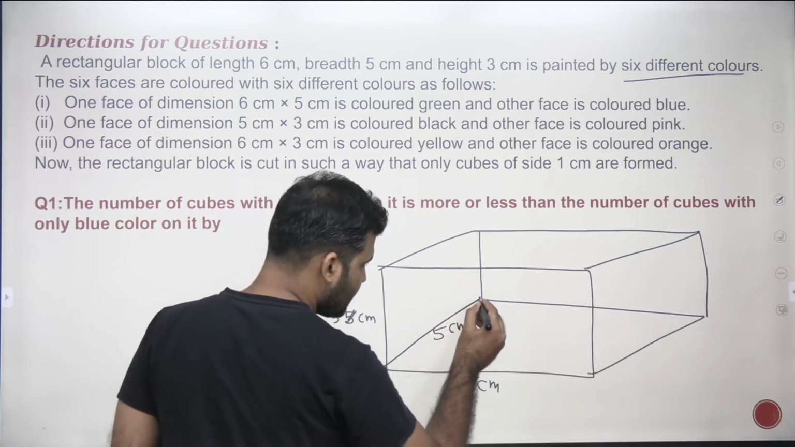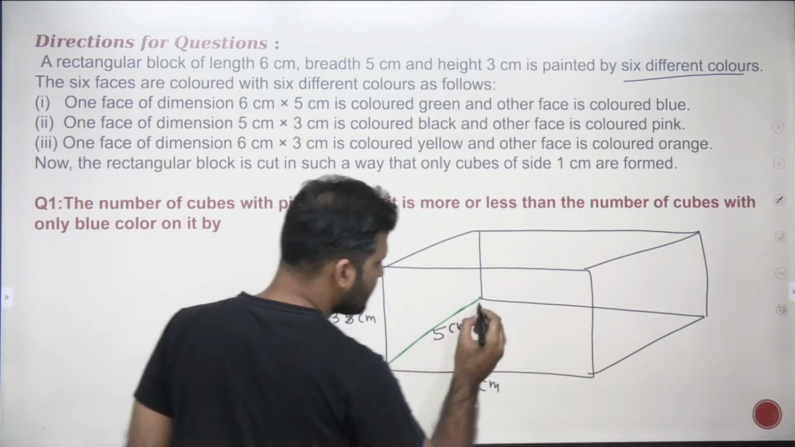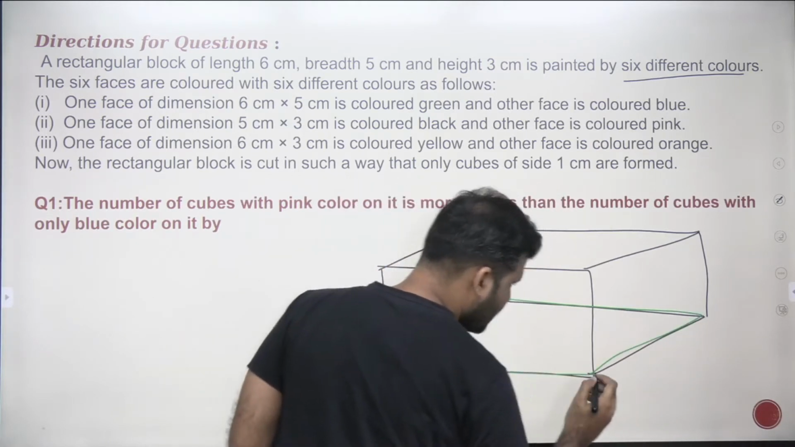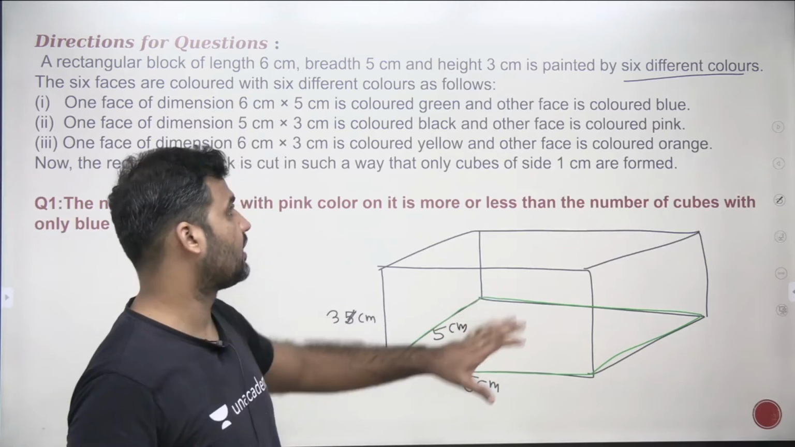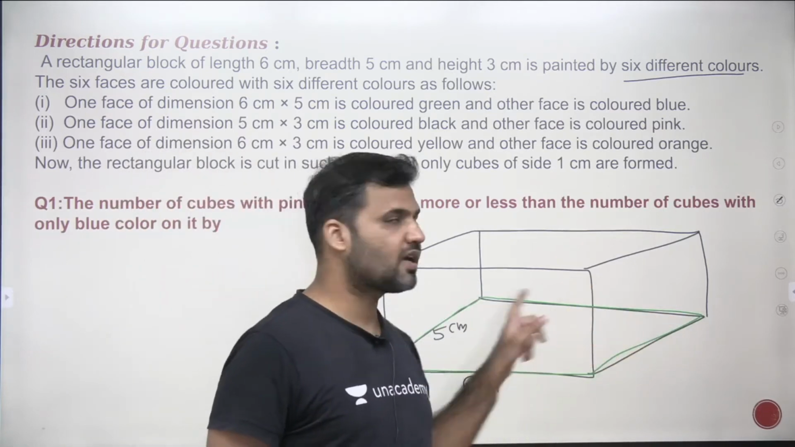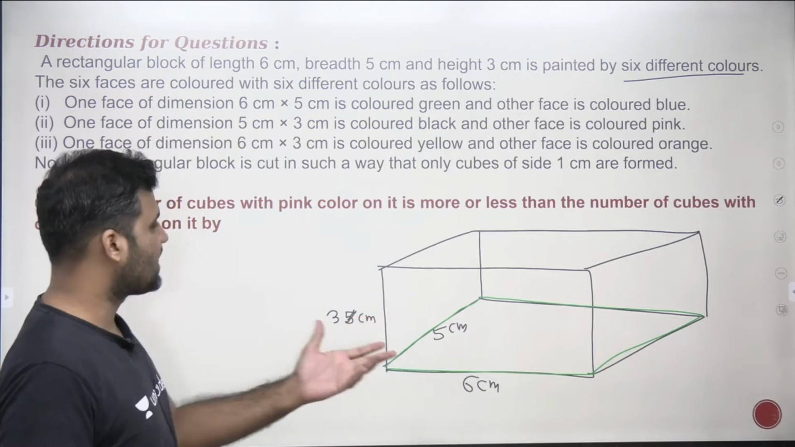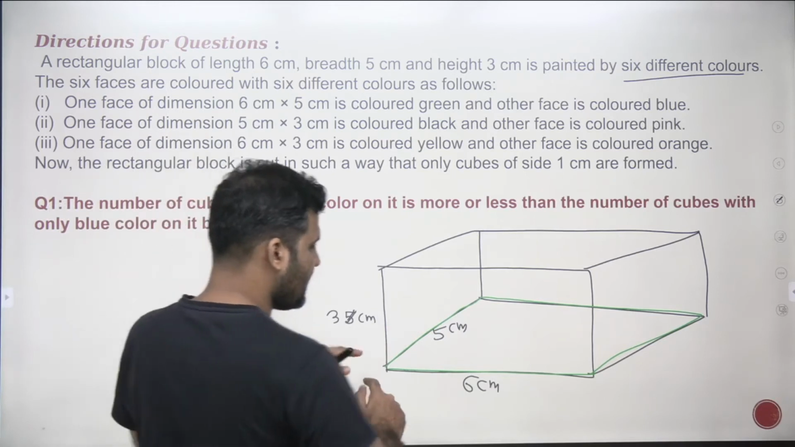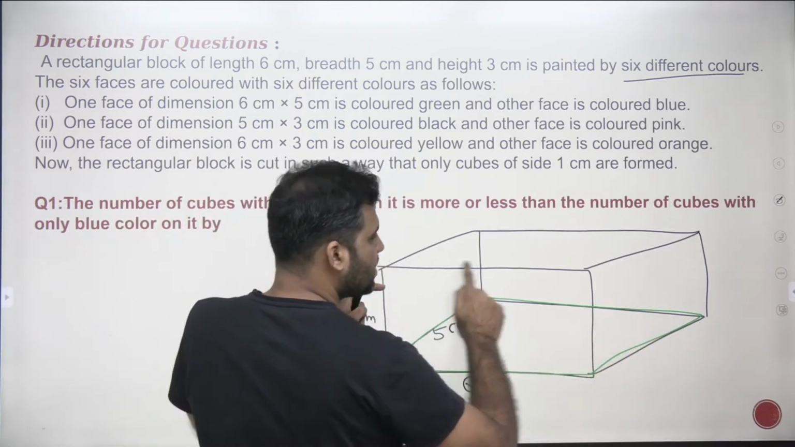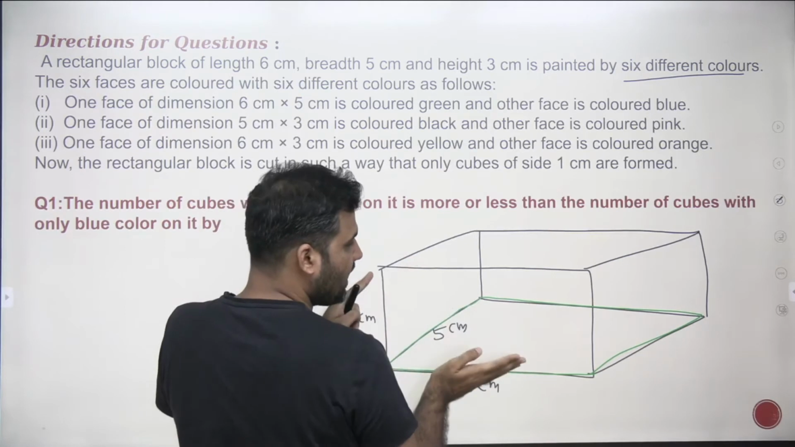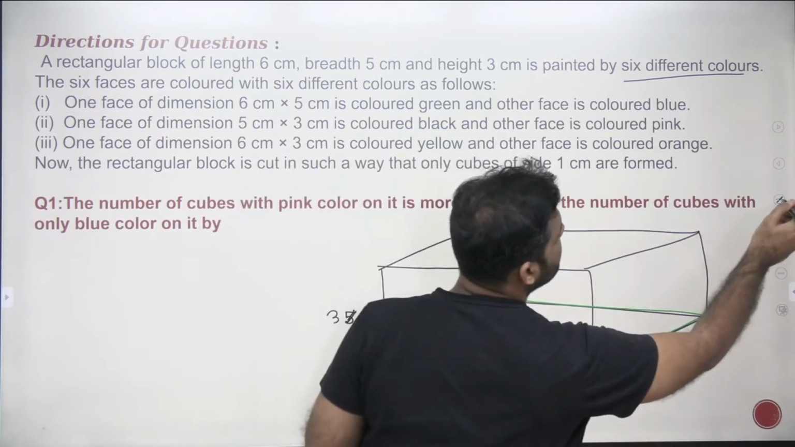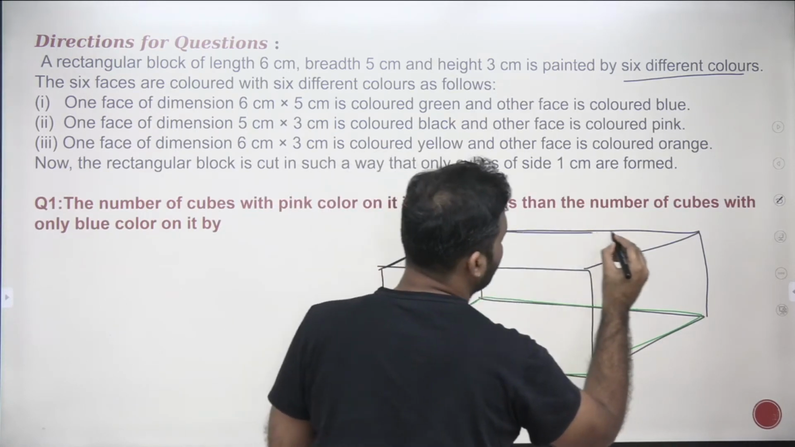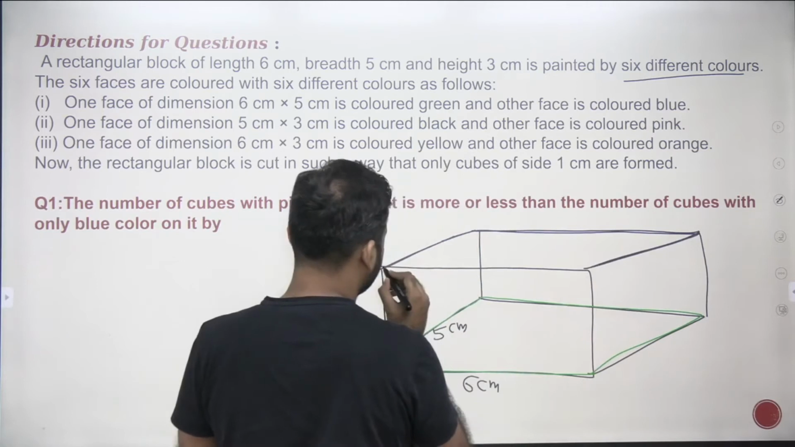So this 6 centimeter into 5 centimeter face, you can see, is colored green from the outside. I'm just trying to show you that this is the face which has been painted with green color. Now the other face of 6 into 5 is the face exactly opposite to it, and it has been colored blue. So this is a blue colored face.